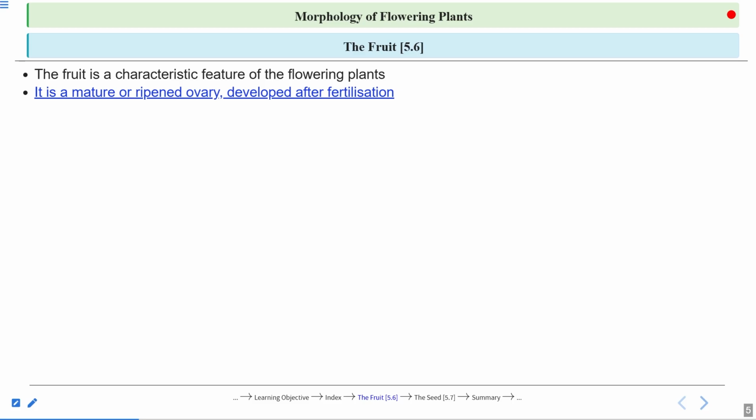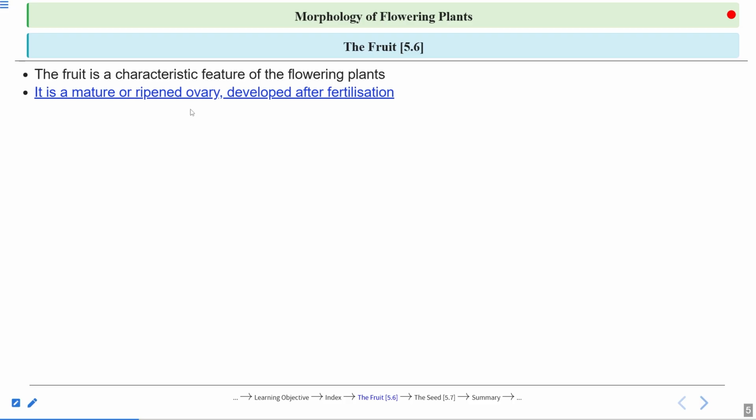So what is the fruit actually? The fruit is a mature or ripened ovary. After fertilization, only the ovary remains intact on the thalamus, whereas the other parts fall off or wither away. Slowly the ovary becomes mature and ripened.